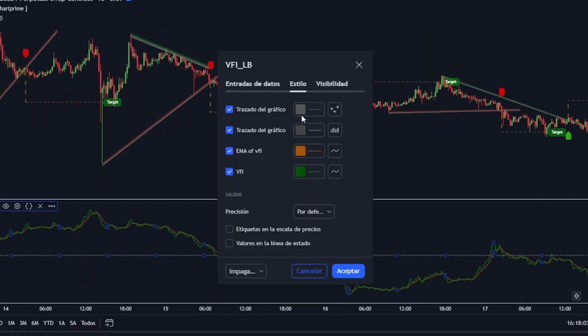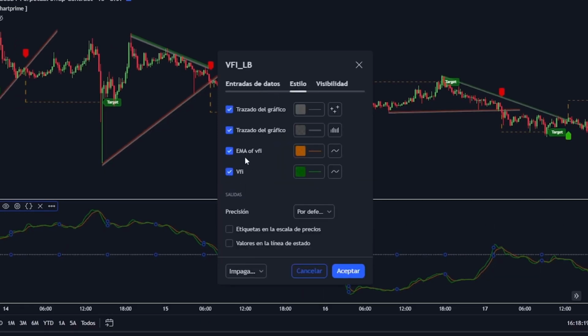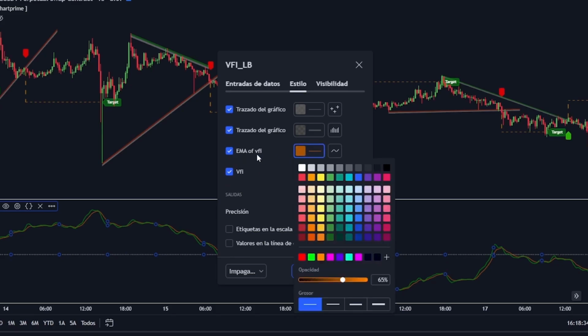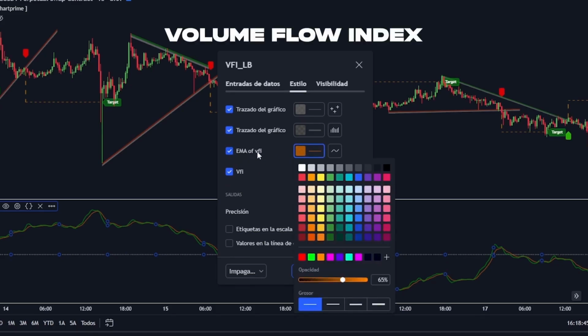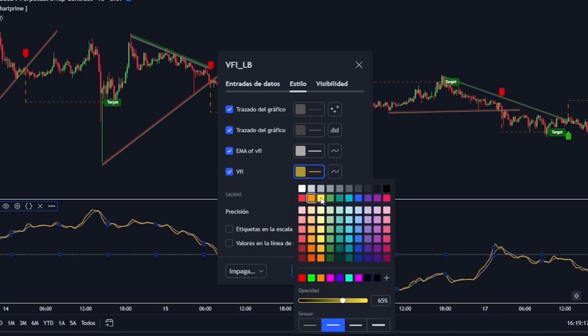Before anything, let's go again to the settings section, check this box to smooth the lines a bit, and in the style section, I'll personally change the EMA of VFI, which stands for Volume Flow Index, to white and thin because it's not the one we really need to focus on, but the main one is directly the one representing the volume flow index. That is, we'll set it to orange, yellow, or even red because it's the one we need to pay attention to.